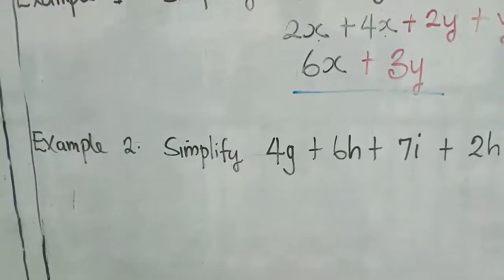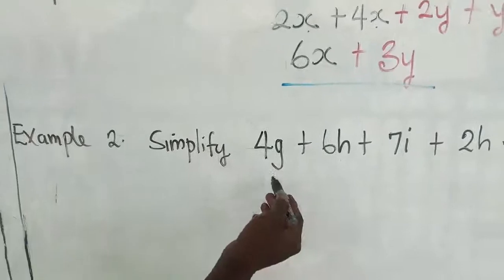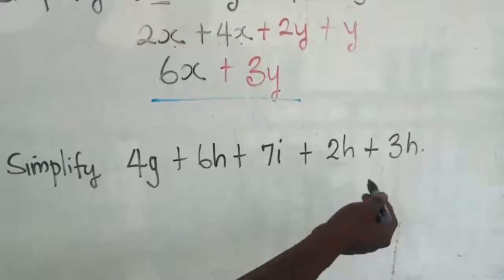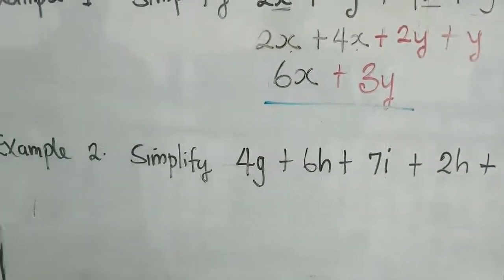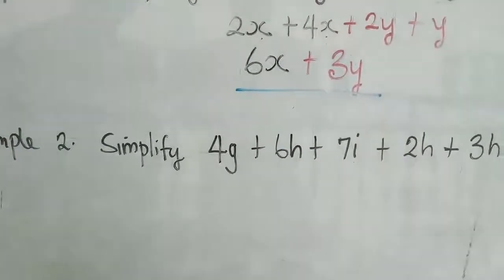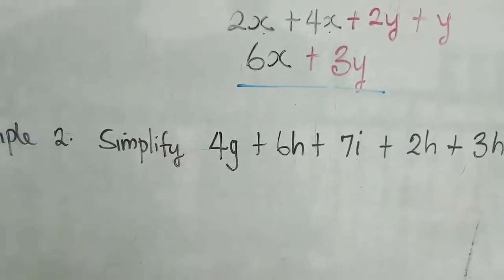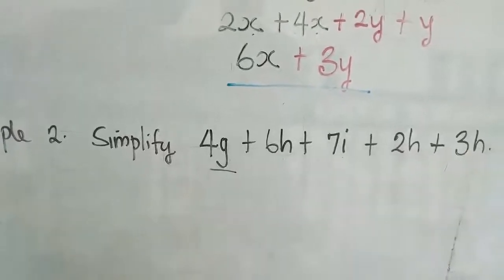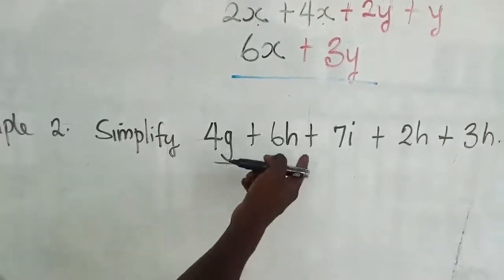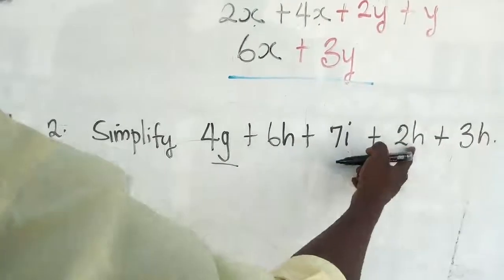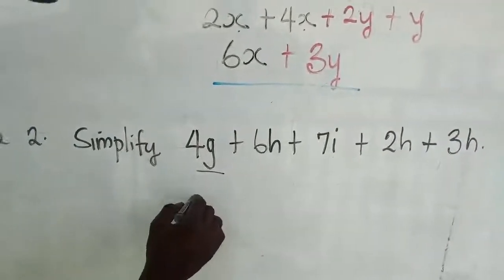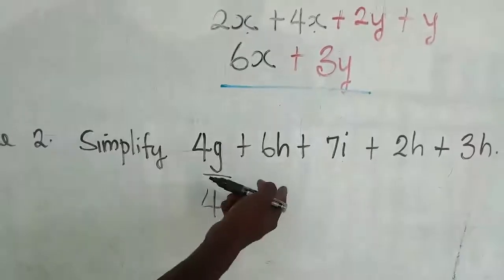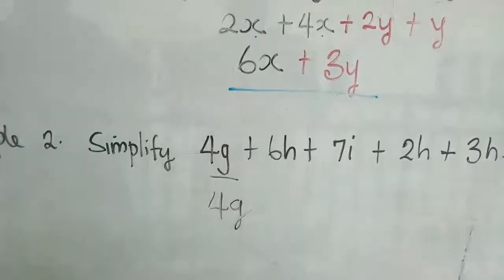Example 2. Simplify 4g plus 6h plus 7i plus 2h plus 3h. Add them together. First thing is to bring the like terms together. The like terms are, we have g here. Then look for g in the other terms of the expression. There's no g, there's no g, there's no g, there's no g. What that means is g is alone. Then the next term here is what? H. Then look for other terms that are h.